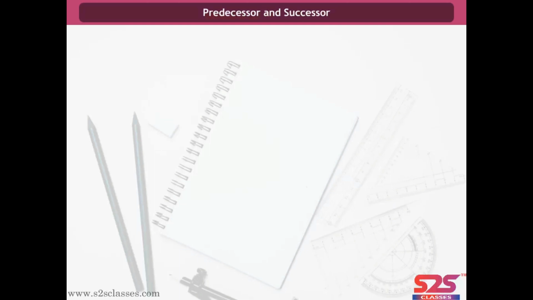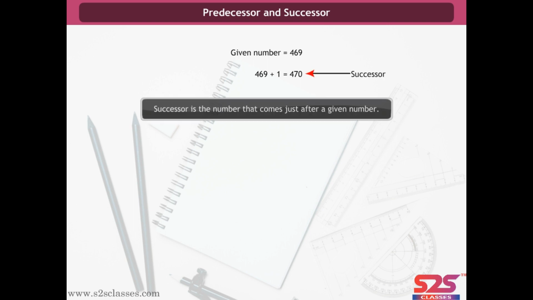Predecessor and successor. Given any natural number, we can always get the next natural number simply by adding 1 to the given number. For example, the next number to 469 will be 469 plus 1, that is 470. We say that 470 is the successor of 469. Successor is the number that comes just after a given number.